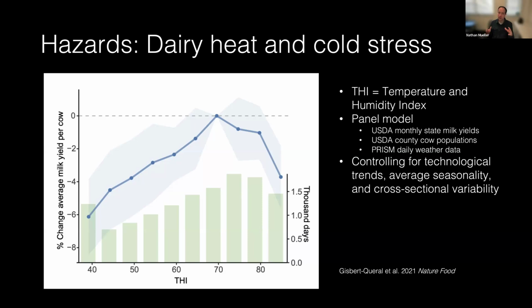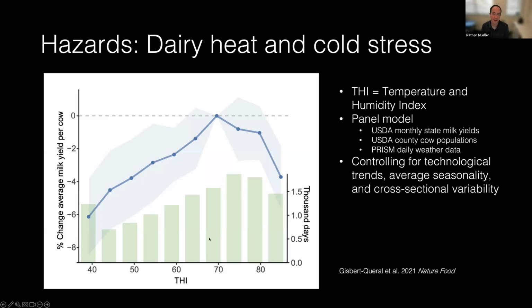Fortunately for us, we have monthly data. Unfortunately for us, they're at the state level. So then we also use county level data to look at the weather conditions that those cows were exposed to. So we use the county cow population data to basically translate the locations of the cows to get the appropriate weather data.